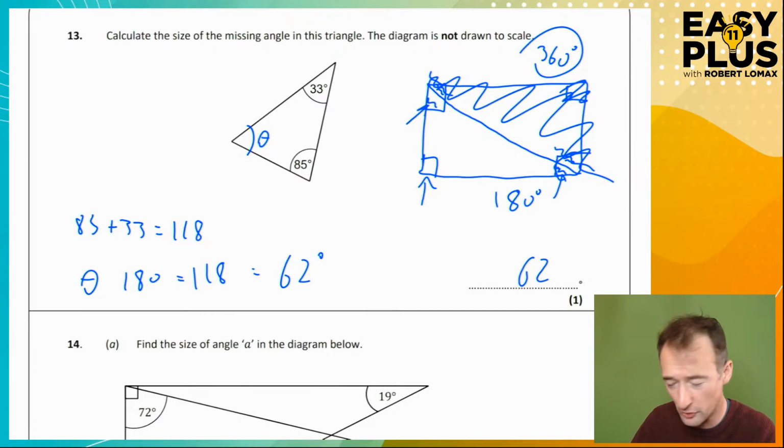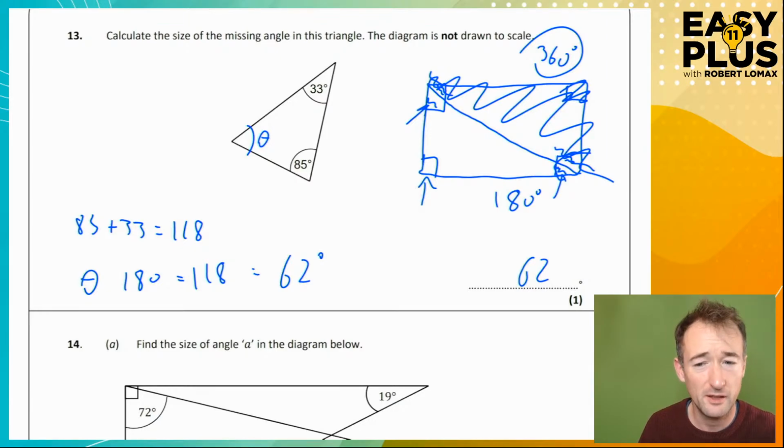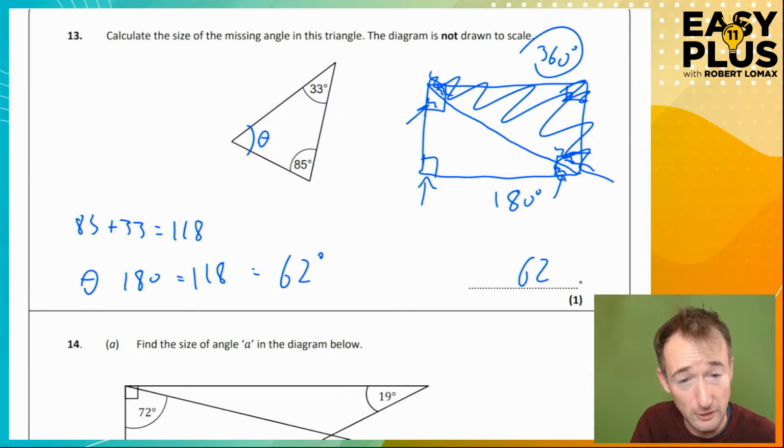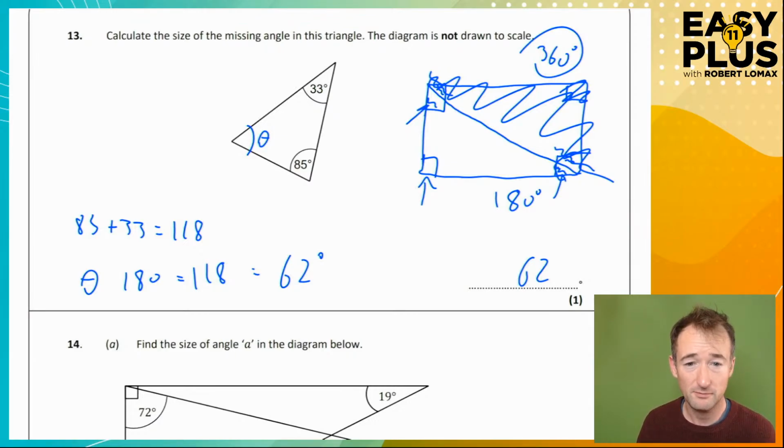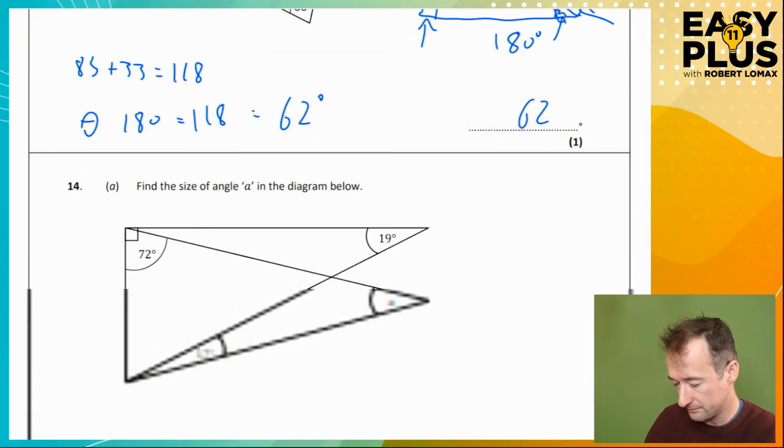Okay, loads of people agreeing. So the basic thing to remember here, I made it complicated here, just to ram the point home. The basic thing to remember is that there are 180 degrees in a triangle, just as there are 360 degrees in any quadrilateral, any four-sided shape, but 180 degrees in a triangle.